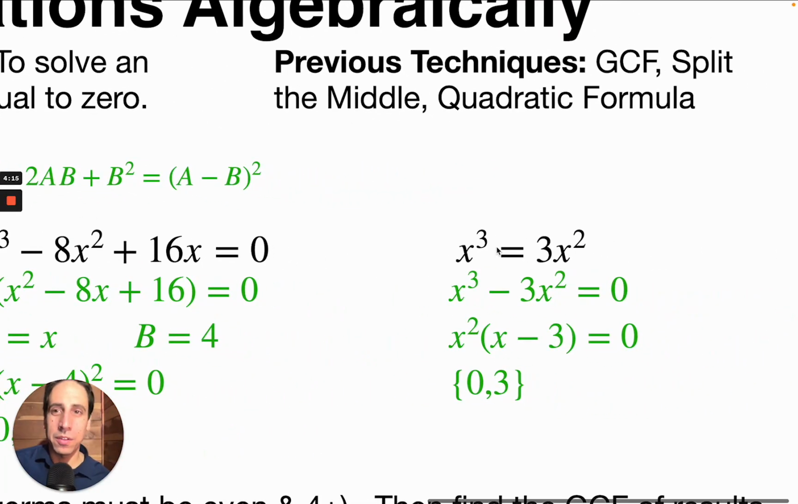Here, sometimes it's just a lot easier to solve things when they're all set equal to 0, so that's the first thing we can do. We get x cubed minus 3x squared is equal to 0. Factor out an x squared, and so 0 solves this factor, and 3 solves this one over here.